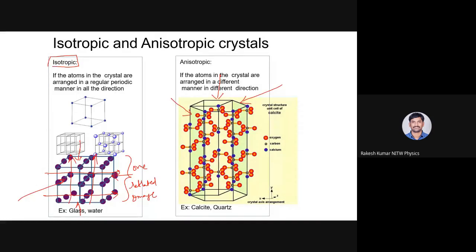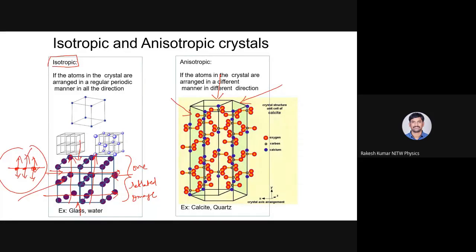Now, when you pass unpolarized light having all the components, your vertical component and your horizontal component, for simple understanding. When this unpolarized light passes through this kind of crystal, both the horizontal and vertical components feel the same environment. So do they travel with the same velocity or different velocity? Same. So same velocity. As a result, you are not going to see two refracted images.